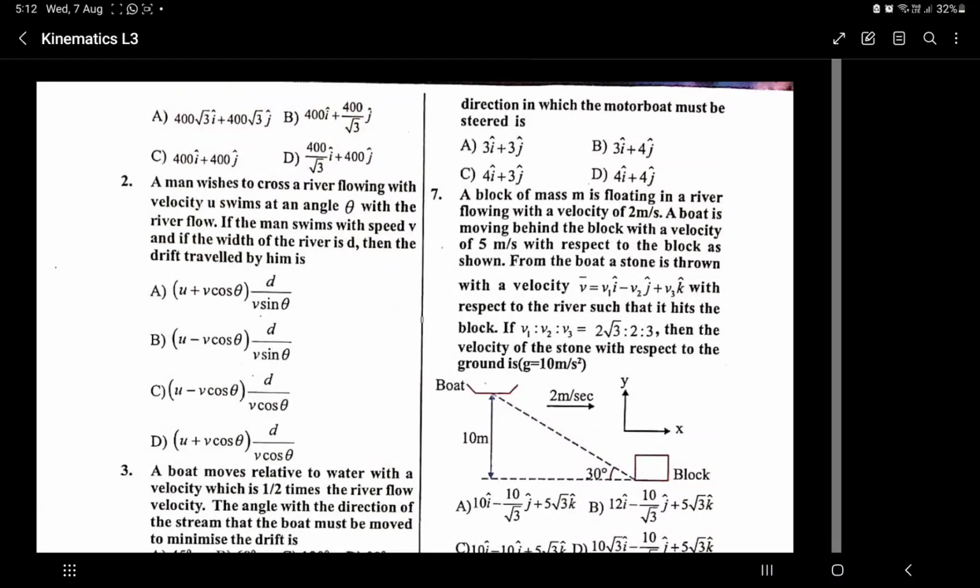Let's solve question number 2. A man wishes to cross a river flowing with the velocity u, swims at an angle theta with the river flow. If the man swims with the speed v and if the width of the river is d, then the drift traveled by him is.